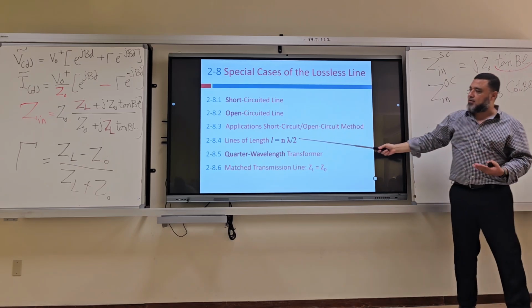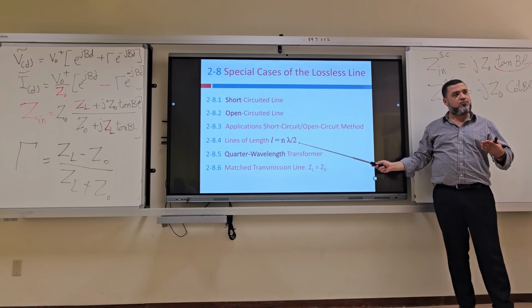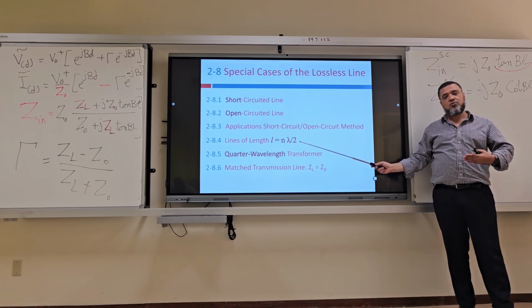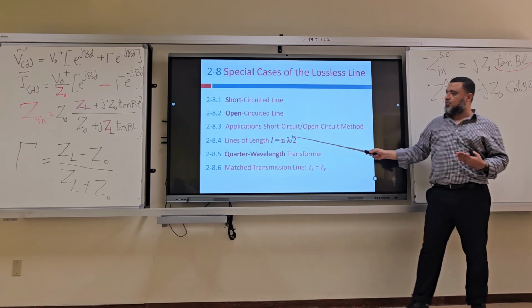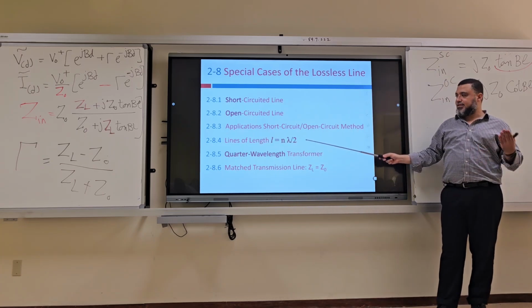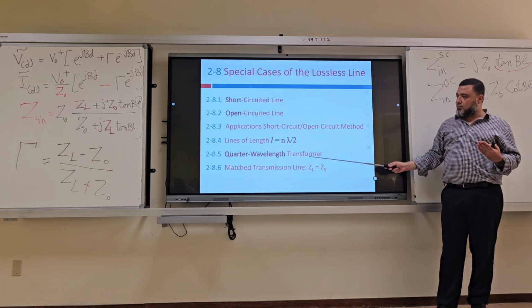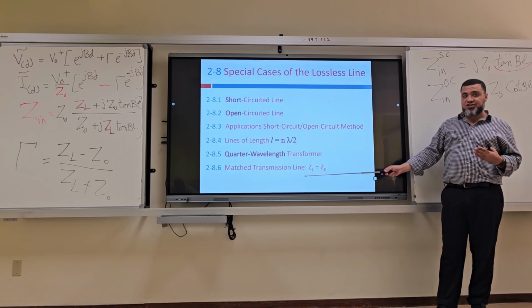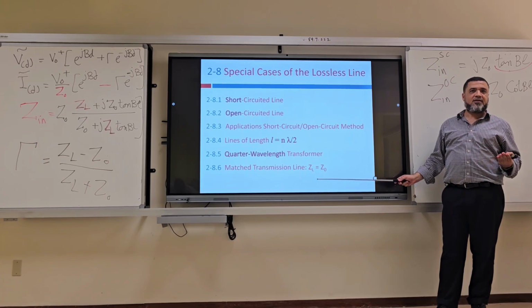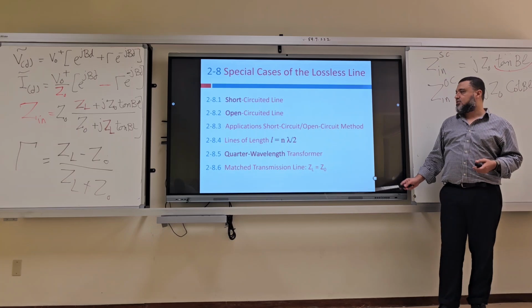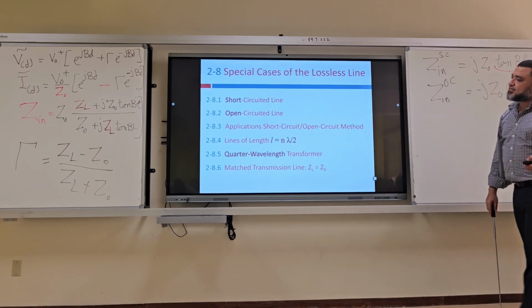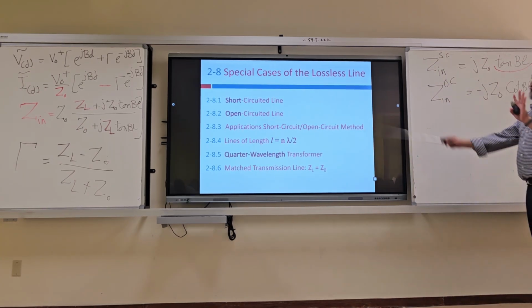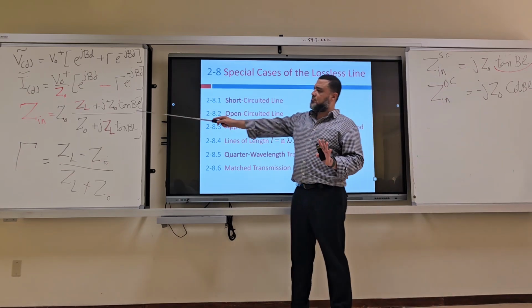Also, we have covered when the line has length of lambda over 2, half wavelength, or n lambda over 2. In this case, the input impedance equals ZL, the same as ZL. And when the line is quarter wavelength, lambda over 4, the input impedance is Z0 squared over ZL. And when the line is matched, with load equal to Z0, the input impedance is Z0. So we have six special cases, all of which are applications of this equation.